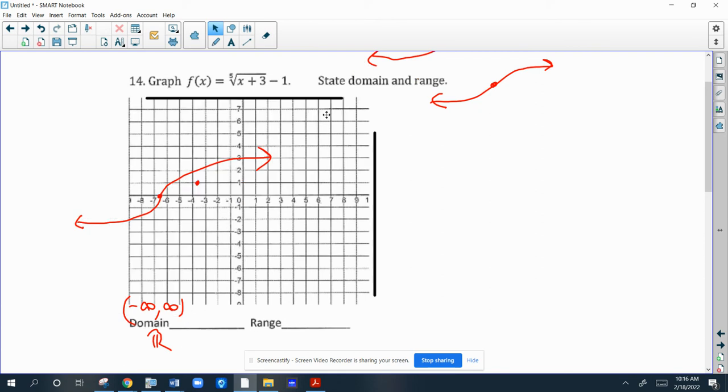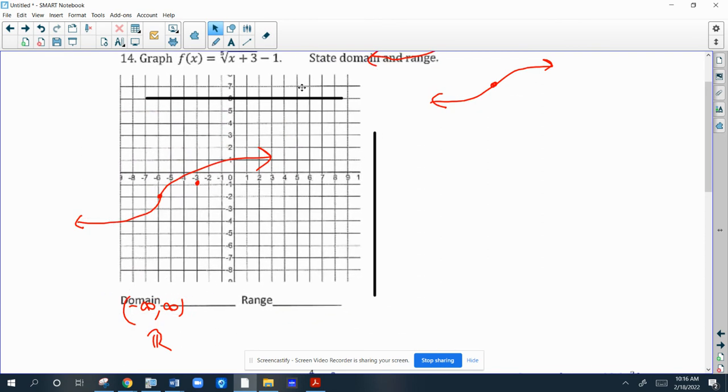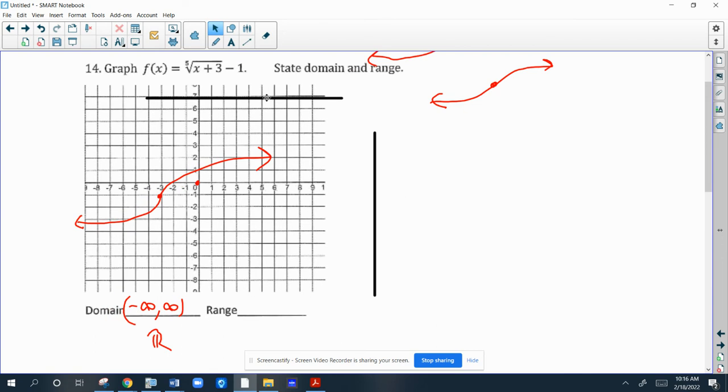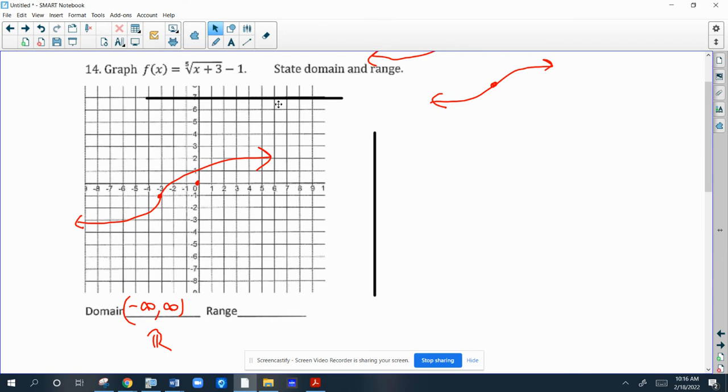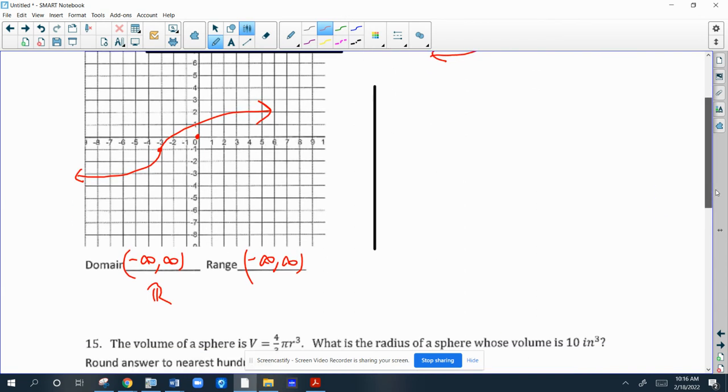So the domain and range are the same. It's going to be negative infinity to positive infinity as well. And you know that always happens for odd roots, so you don't really even have to do the test. Basically you can take the odd root of any number, so the domain being everything fits.